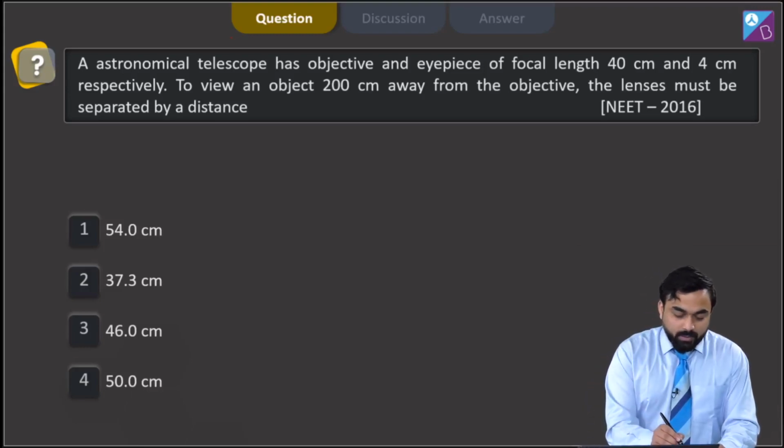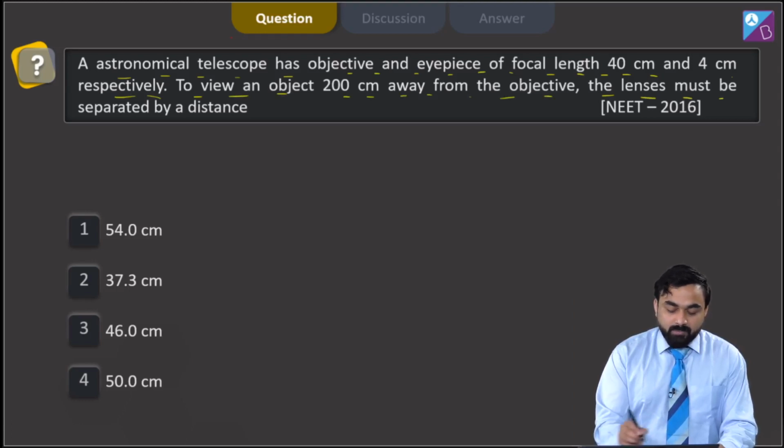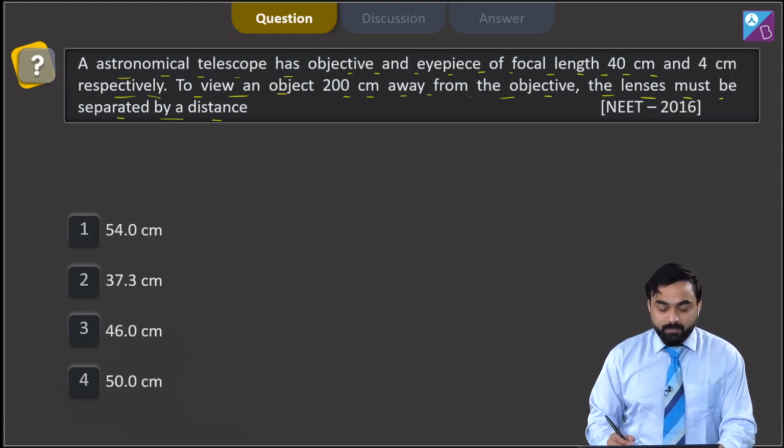In this question, an astronomical telescope has an objective and eyepiece of focal length 40 cm and 4 cm respectively. To view an object 200 cm away from the objective, the lenses must be separated by a distance.